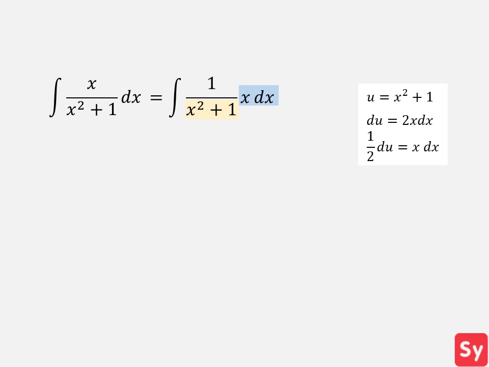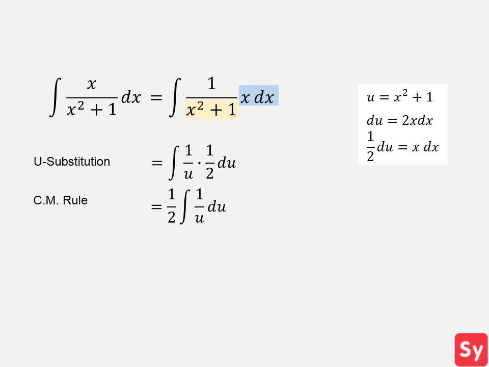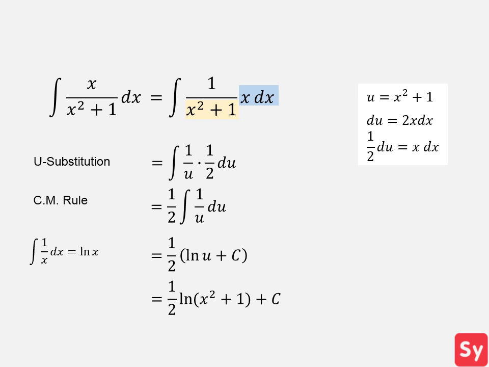So we'll substitute u and 1/2 du into the integrand, and we'll get the integral of 1 over u times 1/2 du. We'll use the constant multiplication rule and we'll pull out the 1/2. Now we'll use the natural log identity of the integral of 1 over x with respect to x equals ln of x. We get 1/2 times the sum of ln of u plus c. We simplify and substitute x squared plus 1 back in for u and get 1/2 times ln of x squared plus 1 plus c, and that is our answer.